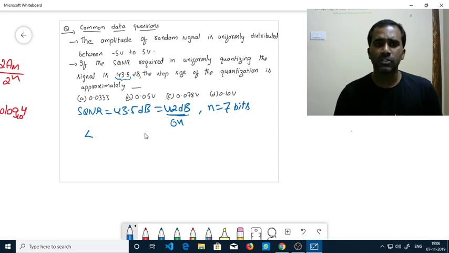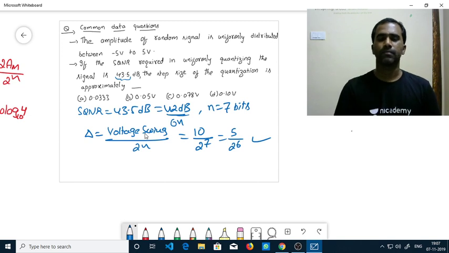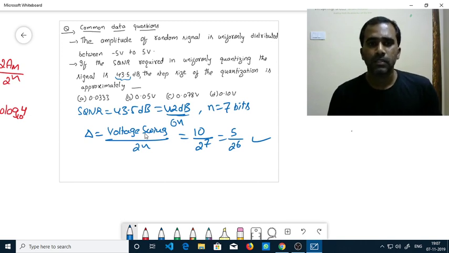Now, they're asking about step size. Step size is equal to voltage swing divided by 2 to the power of n. And the voltage swing is how much? 5 is the highest voltage, the lowest voltage is -5. So highest voltage minus lowest voltage gives the voltage swing, which is 10 volts, divided by 2 to the power of 7. This is equal to 5 divided by 2 to the power of 6. You can leave it like this. Okay, so this is the answer for the step size of the quantization.